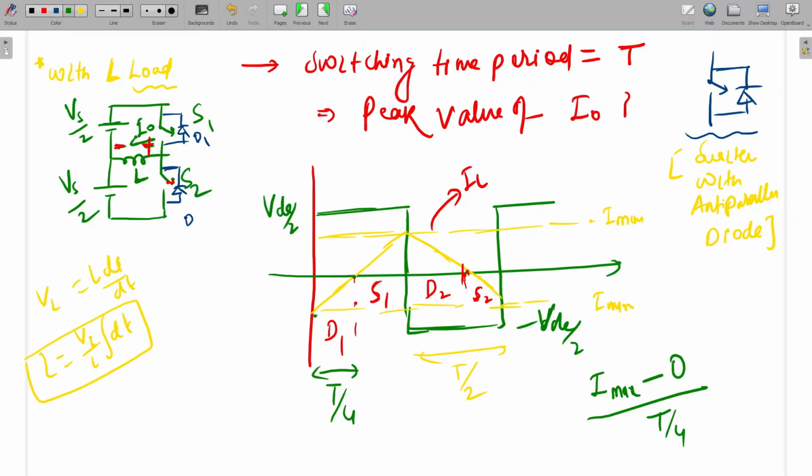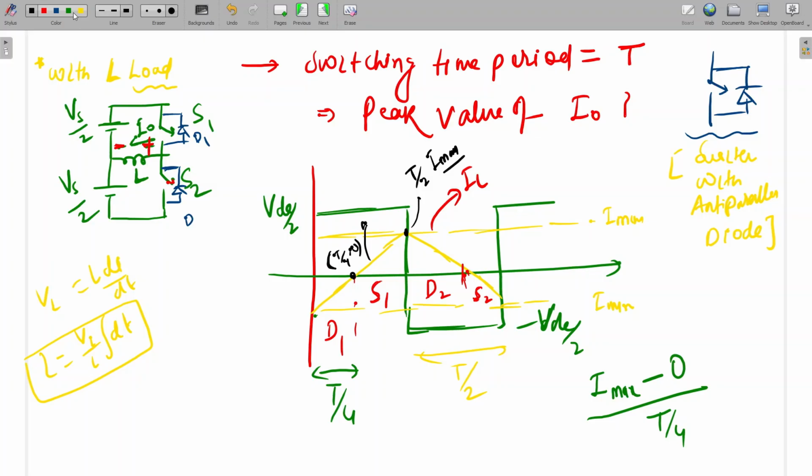Can we write the equation of this line? I am going to write the equation of this straight line. This is one straight line, and we can write the equation. This is coordinate 1 and this is coordinate 2. Coordinate 1: X value how much? T by 4, Y value 0. And what is the coordinate of this one? X value will be T by 2 and Y value will be I max. Is it clear?